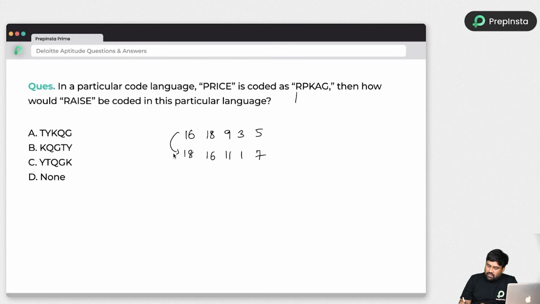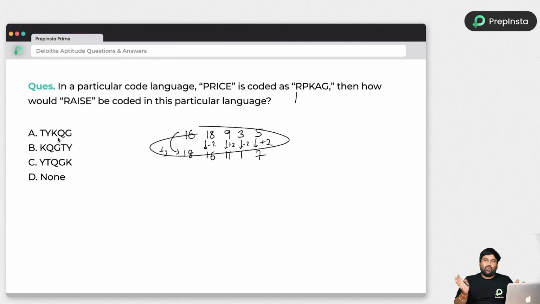If you observe, it is increased by plus 2 and it is decreased by minus 2, and it is increased by plus 2, it is decreased by minus 2, and it is increased by 2. So all the numbers are increasing and decreasing by 2. Simple. So let's do that. R is nothing but 18.